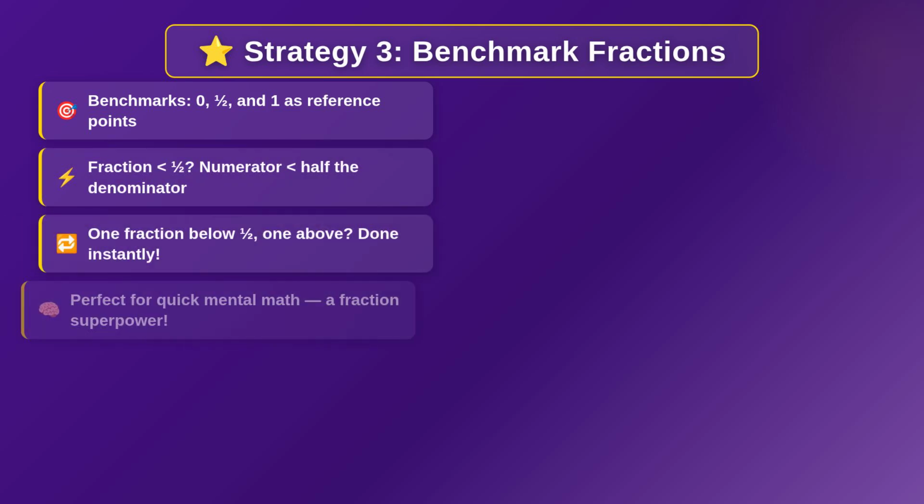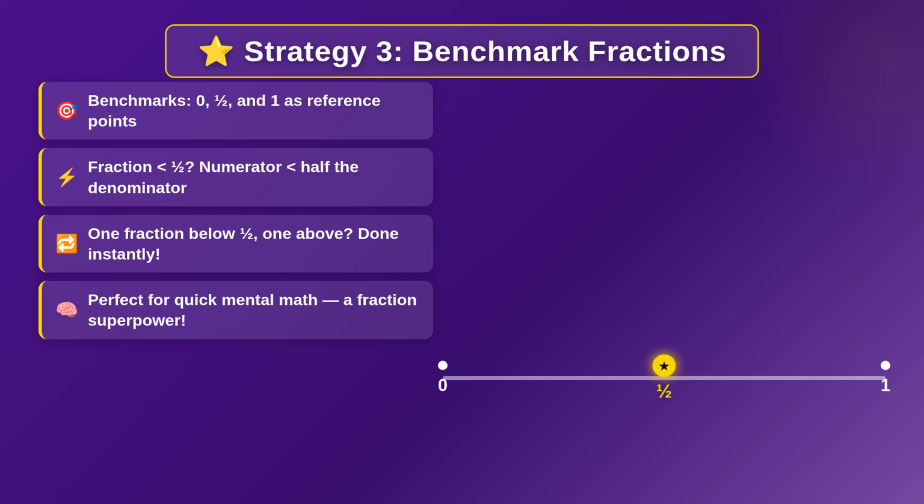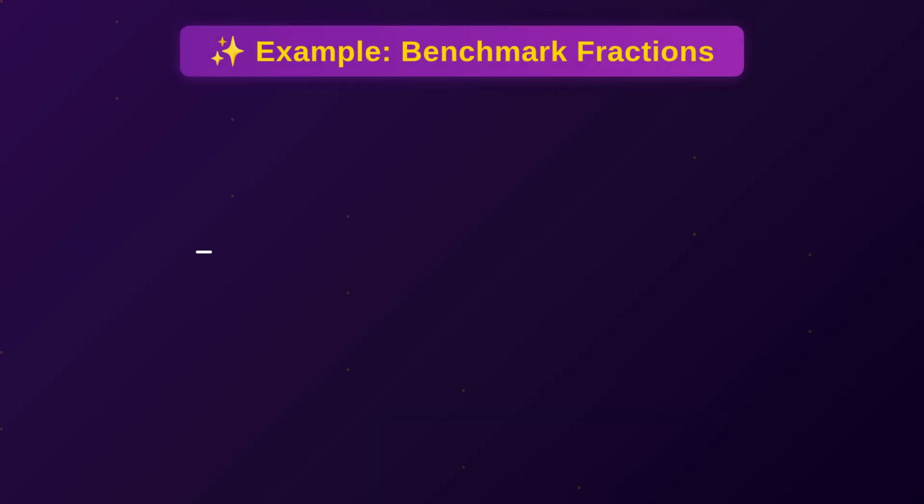Strategy 3, benchmark fractions. And this one is all about being clever and fast. The idea is to use super friendly numbers as reference points. 0, 1/2, and 1 are our 3 benchmarks. Ask yourself, is this fraction less than 1/2, equal to 1/2, or greater than 1/2? If one fraction is less than 1/2 and the other is greater, you're done instantly, no math needed at all. A quick way to check, if the numerator is less than half the denominator, the fraction is less than 1/2. This strategy is perfect for quick mental math, like a fraction superpower.